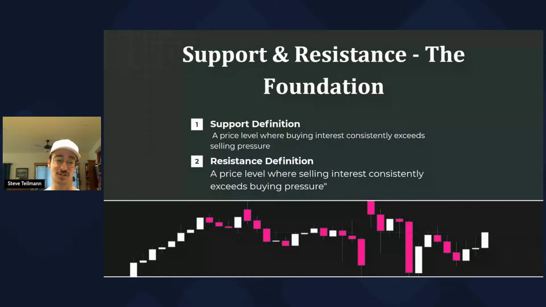So the definition of a support is a price level where buying interest consistently exceeds selling pressure. So that just means when price comes down to this level, you will find more buyers than sellers, and it will contain the downside move. And on the other side, a resistance is a price level where selling interest consistently exceeds the buying pressure.